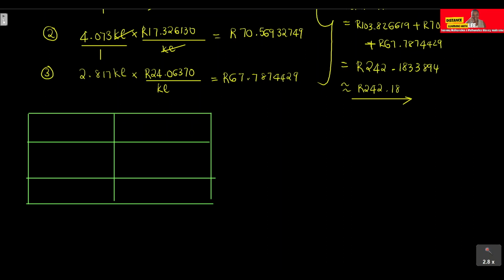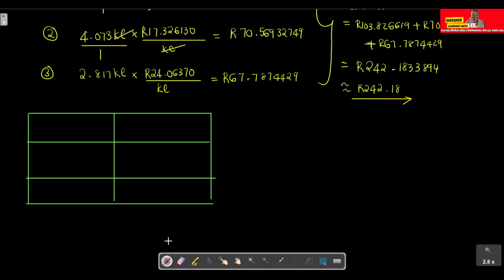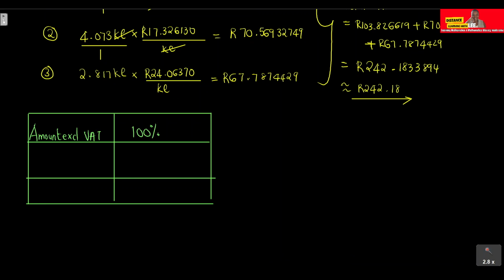This amount excludes VAT, right? So it is a clean amount. It does not have any percentages added to it. So we can just say that the amount that excludes VAT is just 100%, because we didn't add anything to that amount. It's just 100%. It's clean.